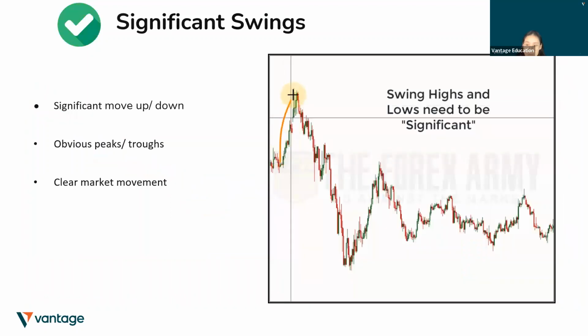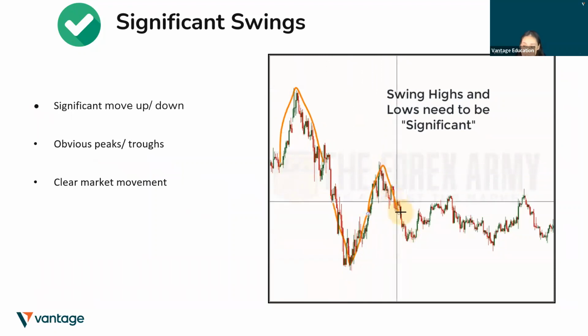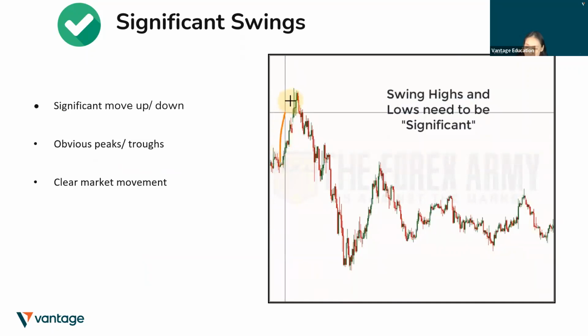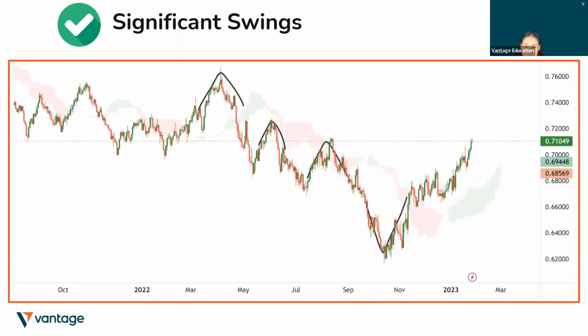Okay, now let's look at some correct examples. In this example, we can see a very clear move up and down with very obvious peaks and troughs and clear market movements. So here's another example. We can see I've drawn out the peaks and the troughs to point out exactly how clear the market structure should be in order to be regarded as significant swing highs or lows that you can use for support and resistance levels or Fibonacci levels as well.